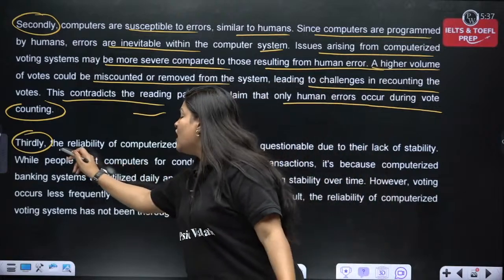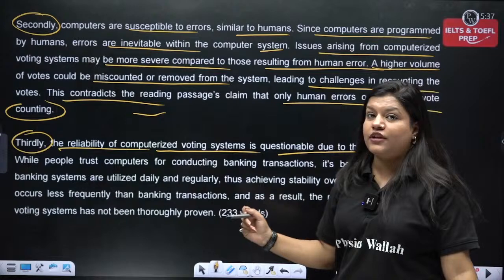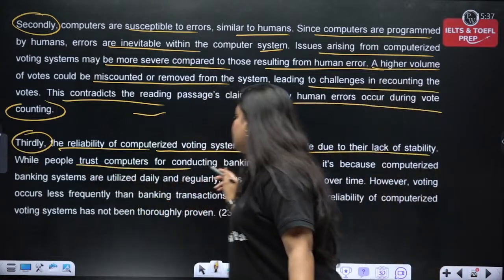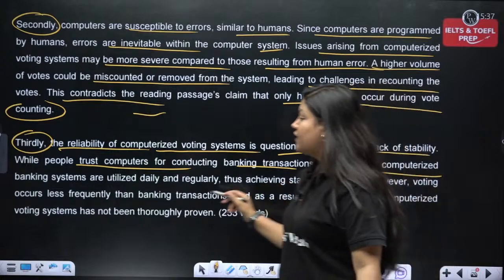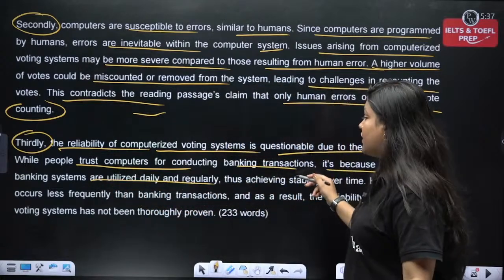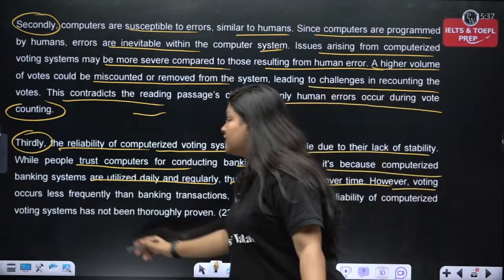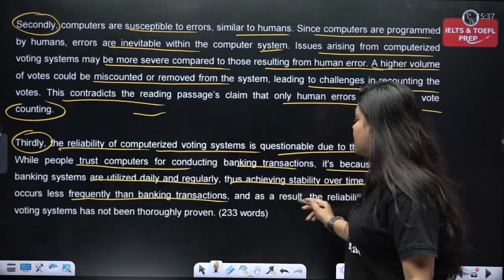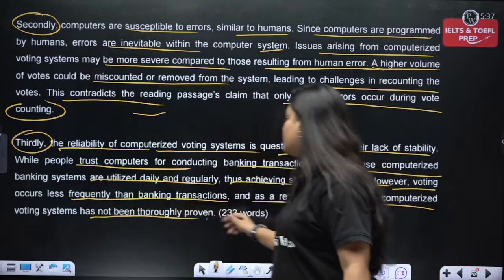Now, the reliability of computerized voting system is questionable due to their lack of stability. While people trust computers for conducting banking transactions, it's because computerized banking systems are utilized daily and regularly, thus achieving stability over time. However, voting occurs less frequently than banking transactions, and as a result, the reliability of computerized voting system has not been thoroughly proven.